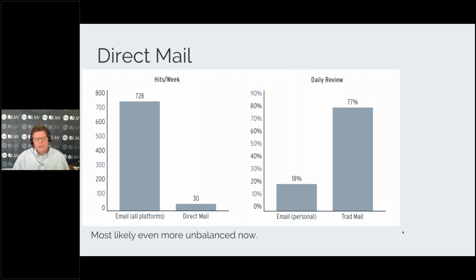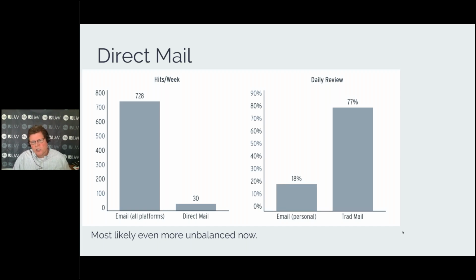When I talk about competition, this was from the 2019 DMA statistical fact book. The average consumer in the United States receives 728 hits per week for direct marketing email across all their email addresses. That same person gets 30 direct mail pieces. I would rather be one of 30 than one of 728. Your competition is much lower in the direct mail world.